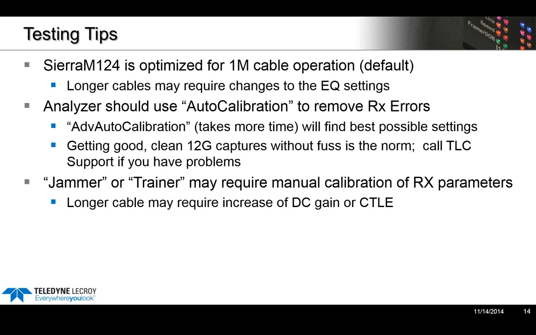And then I guess I'm kind of reiterating here the last point. The jammer or trainer may require manual calibration. We do have algorithms built into them to get to the best eye, but sometimes devices will ask for references that makes it very difficult to train to a good sweet spot. And then when this occurs, we might have to manually put in a starting reference value.